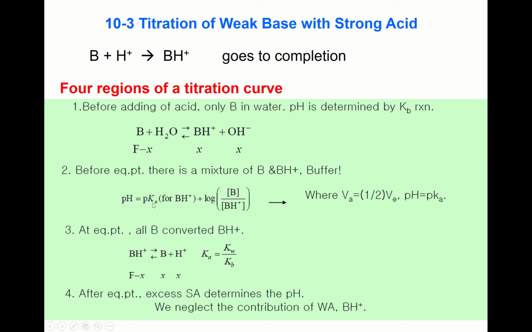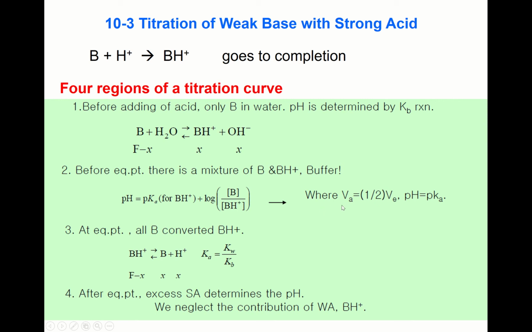pH equals pKa. You need to be very careful in applying the Henderson-Hasselbalch equation. Usually we write pKa here, but now we are dealing with B, a weak base. So pKa means the pK value for the acidic form BH+, plus log. The numerator is the concentration of species B, and the denominator is the concentration of species BH+.